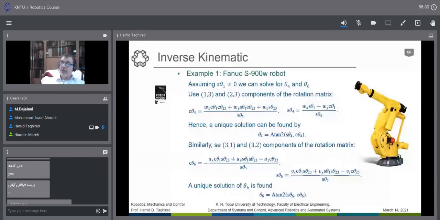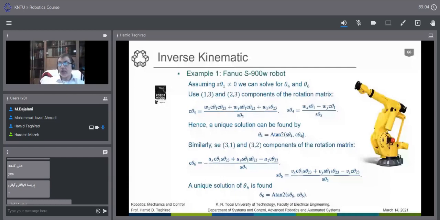Not tan 2. tan 2 gives you one solution, basically, because tan 2 is a 4-quadrant inverse solution. So if the sine of theta 4 and cosine of theta 4 are given, if both of them are positive, these are in the first quadrant. If both of them are negative, they are in the third quadrant, and so forth. So there is no 2 solution. For tan 2, we have only one solution.